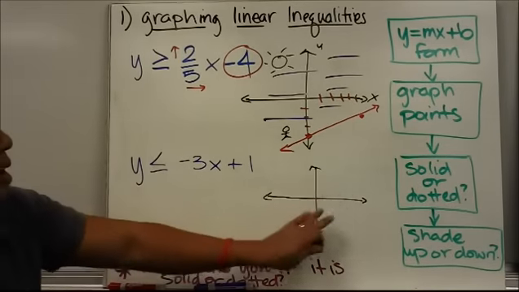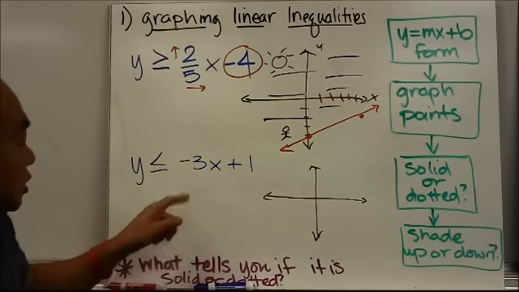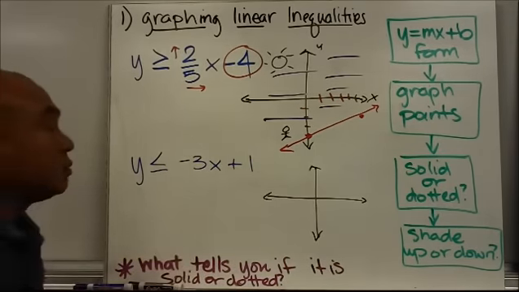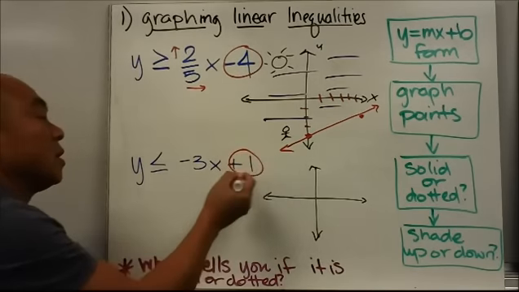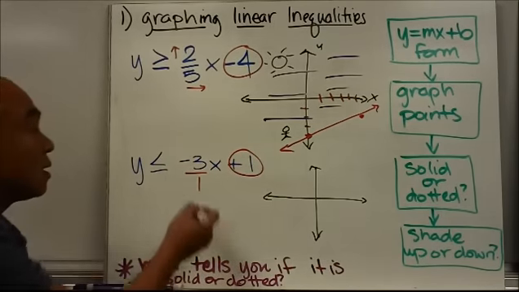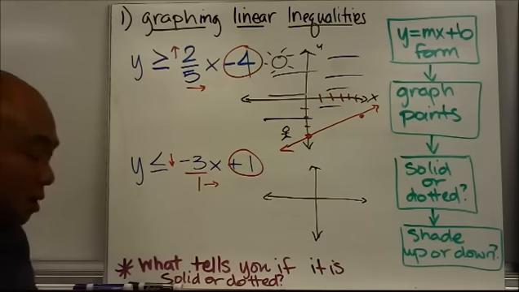Alright, so I've created my rudimentary coordinate plane. So let's go ahead and graph this out. First of all, let's set this up so that we know what to do. Let's organize it. We have our +1, and let's make this into a fraction just by placing a 1 underneath it. That negative 3, we're going down 3, and we're going to the right over 1.